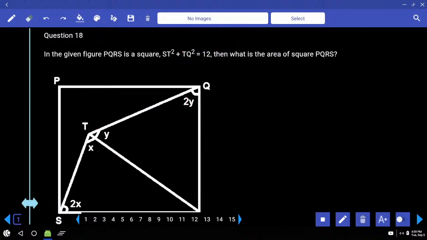In the given figure, PQRS is a square, ST square plus TQ square is equal to 12. What is the area of the square PQRS?